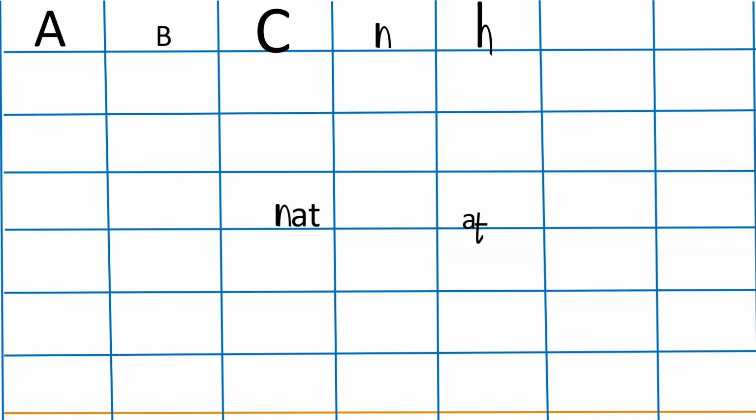A few of the examples I have given over here. She wrote hat, but it looks like nat. And look at this, at. This T should be a tall letter. It shouldn't be a tail letter.